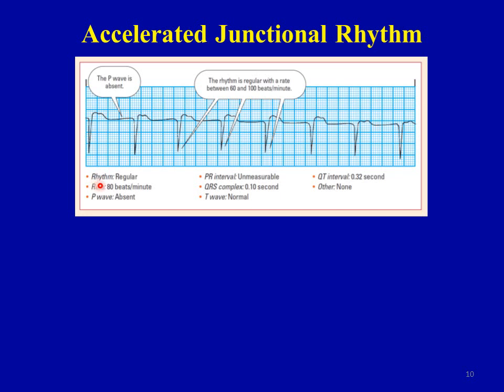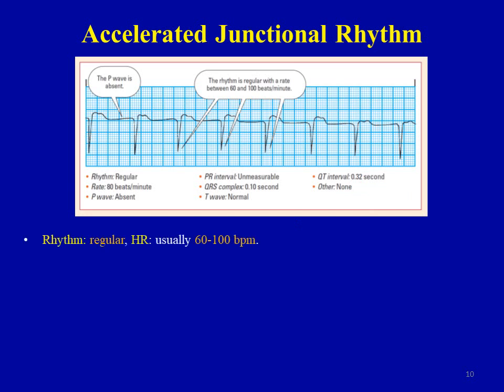And here, as you see, the rhythm is regular. The rate is 80 beats per minute. The P waves are absent because they are embedded or hidden in the QRS complex. Since we don't have a P wave, we cannot measure the PR interval. The QRS complex is within the normal range, and the T waves are normal. So the ventricular electrical activity, again, is normal in junctional arrhythmias. The QT interval is a bit shorter due to the higher rate.